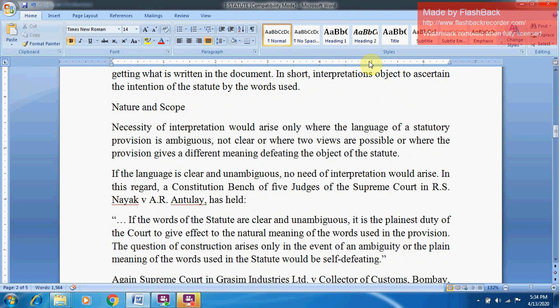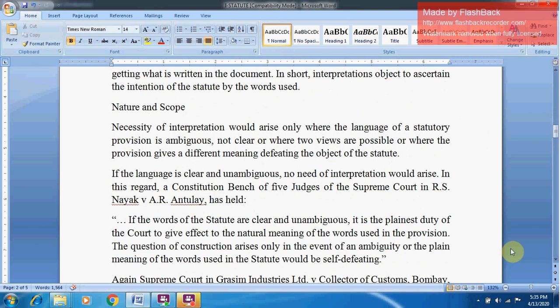In this regard, a constitution bench of five judges of the Supreme Court in R.S. Nayak versus A.R. Antulay has held, I quote, if the words of the statute are clear and unambiguous, it is the plainest duty of the court to give effect to the natural meaning of the words used in the provision. The question of construction arises only in the event of an ambiguity, or if the plain meaning of the words used in the statute would be self-defeating. I unquote.